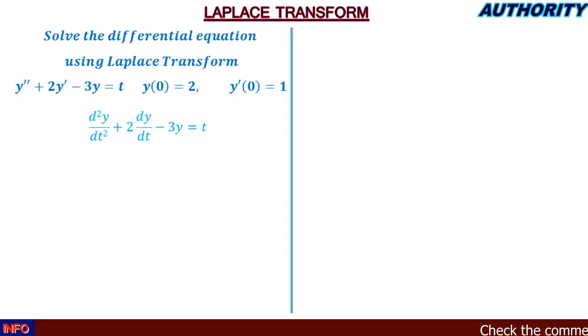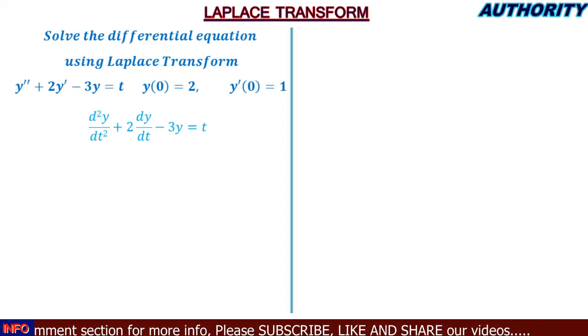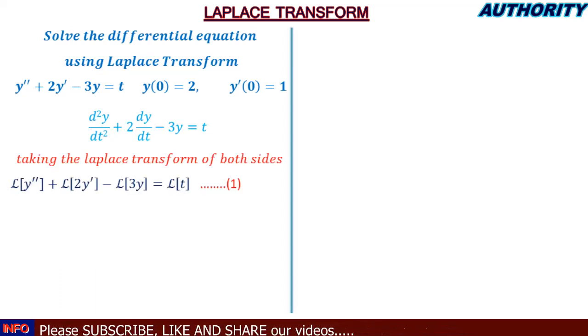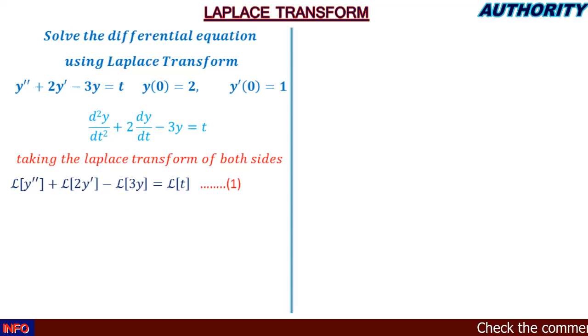So we are going to take the Laplace transform of both sides. Taking the Laplace transform of both sides requires that we take their individual Laplace transforms. So we have the Laplace transform of y'' plus the Laplace transform of 2y' minus the Laplace transform of 3y is equal to the Laplace transform of t. Let's call this equation 1.